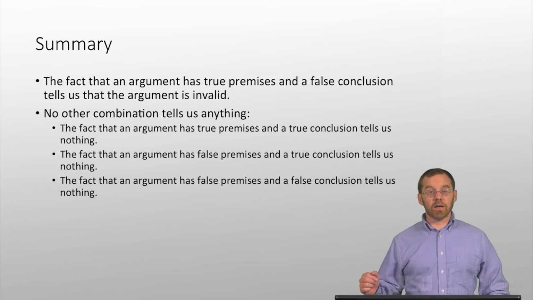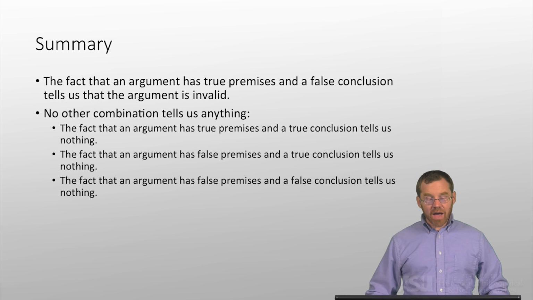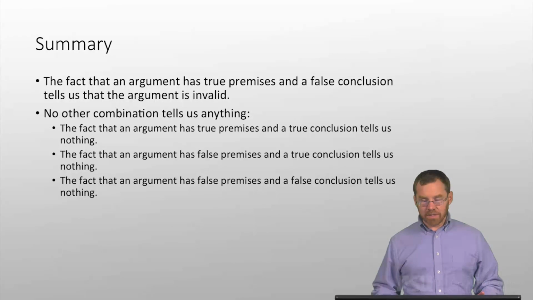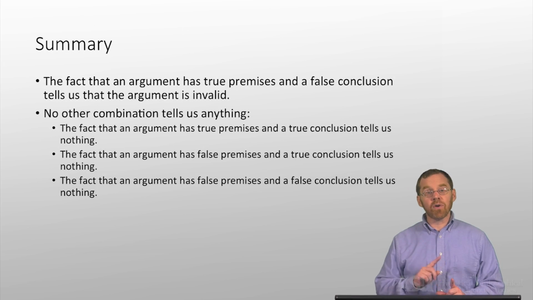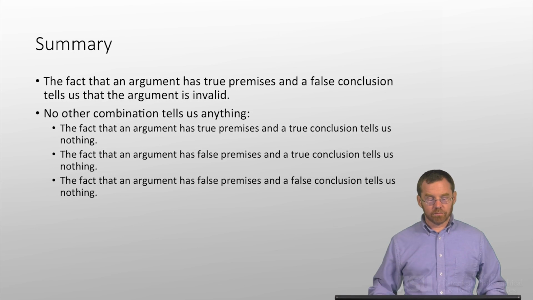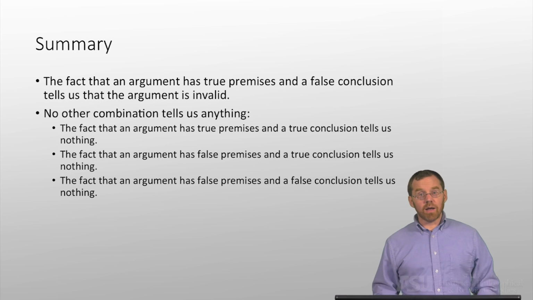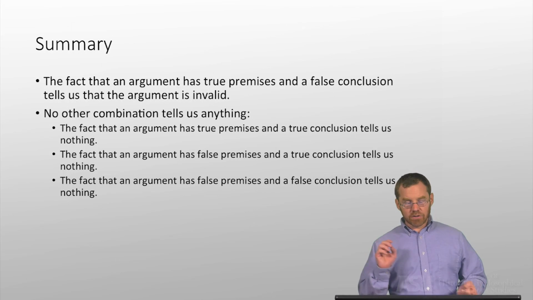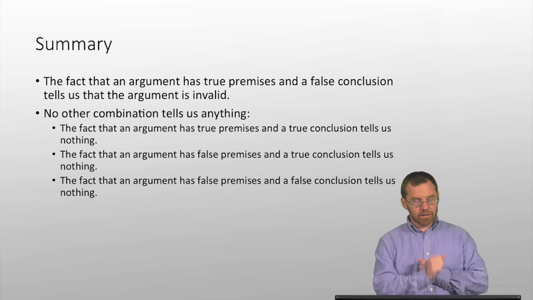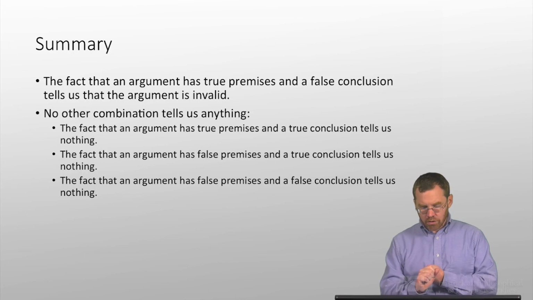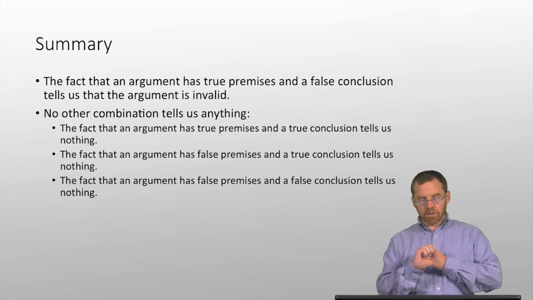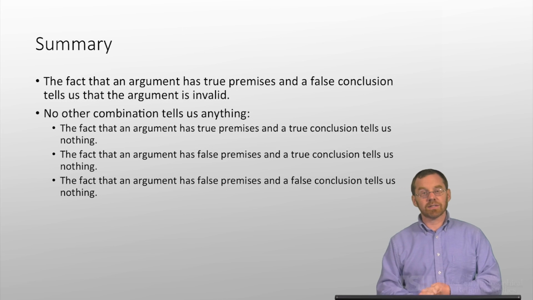Now let's look at this going in the other direction. The fact that an argument has true premises and a false conclusion tells us that the argument is invalid. In fact, it also tells us that every argument with that form is invalid. No other combination tells us anything. The fact that an argument has true premises and a true conclusion tells us nothing. The fact that it's an argument with false premises and a true conclusion tells us nothing. The fact that the argument has false premises and a false conclusion tells us nothing.